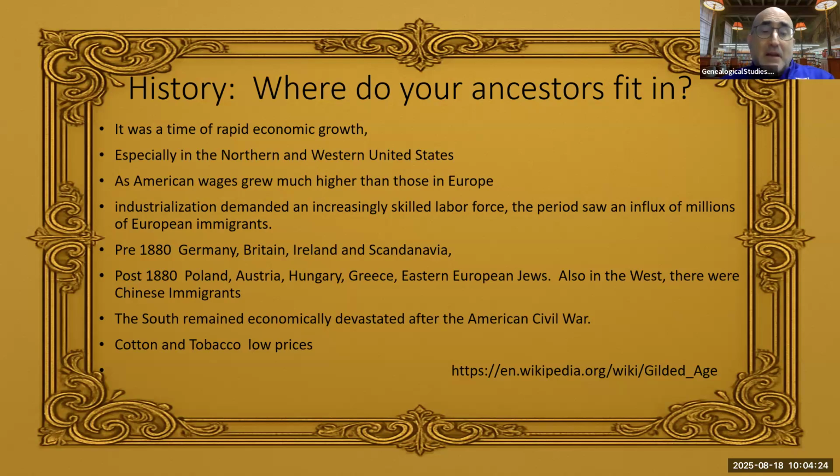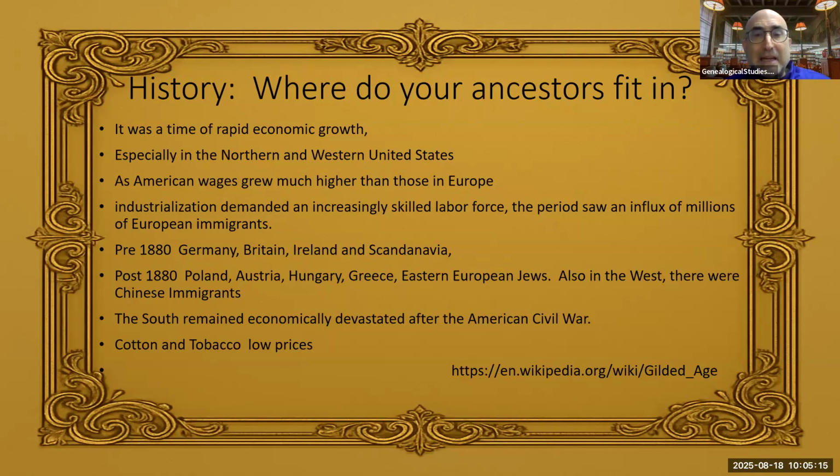It was a time of rapid economic growth, especially in the northern and western United States. American wages during this time grew much higher than wages in Europe, and the increasing industrialization meant that America needed a more skilled labor force. So millions of European immigrants came to America. Pre-1880, most of the immigrants were from Germany, Britain, Ireland, and Scandinavia. Post-1880, we began to have more immigrants. They call this the Great Migration: Poland, Austria, Hungary, Greece, Eastern European Jews. And in the West, there were Chinese immigrants.